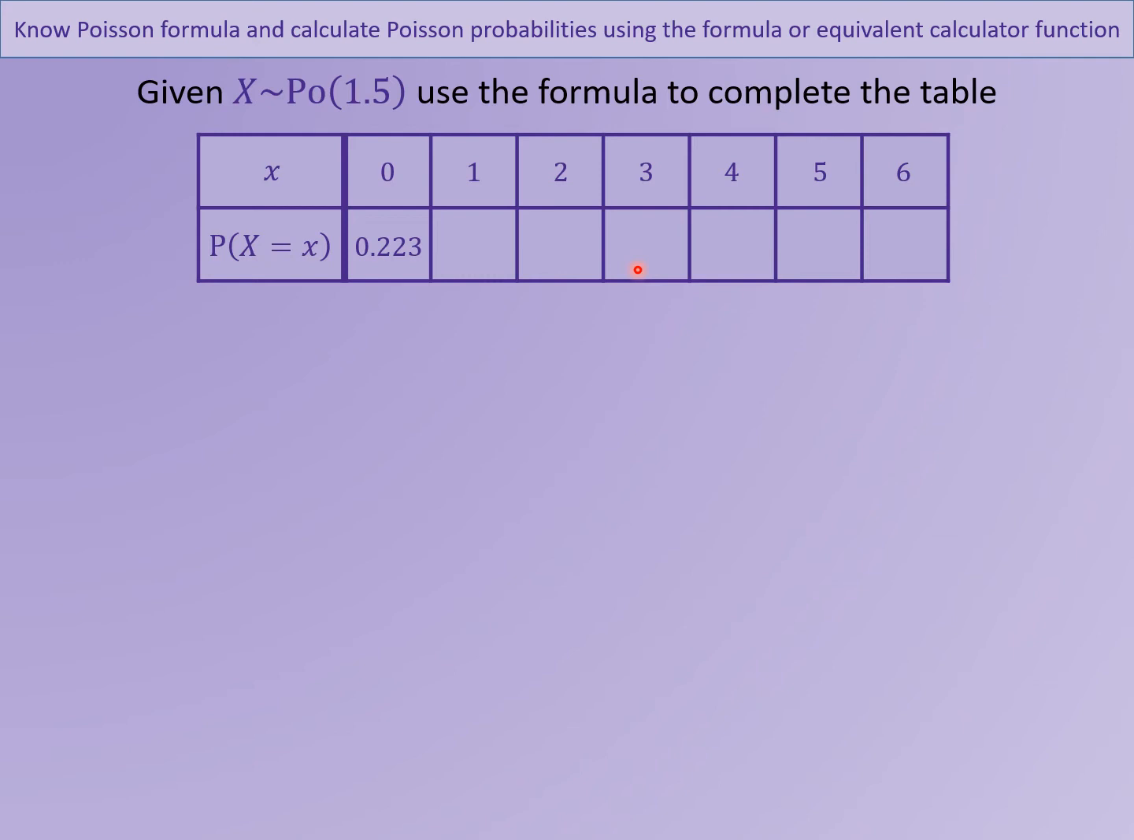If we substitute x equals 1 and lambda is 1.5, we get 0.335 as the probability. For x equals 2, we get 0.251. And then for x equals 3, 4, 5, and 6. You can see that by the time we get to 6, the probability is very low. This is because if the average number of times the event occurs is about 1.5, the probability of it happening 6 times in the same time period is very small.